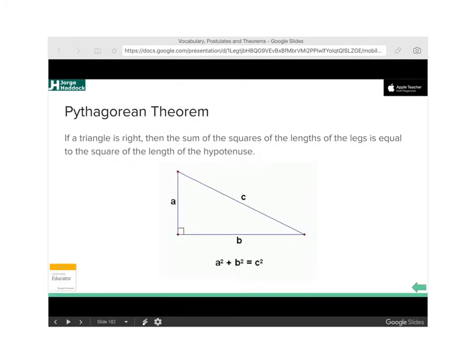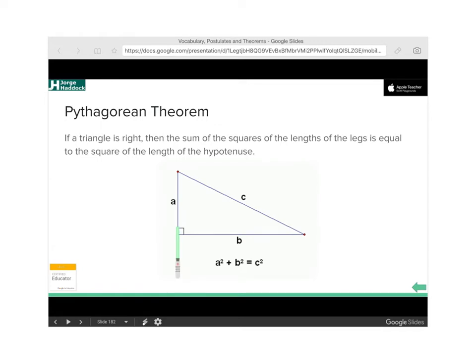So in this video, we're going to be working with one of the most known theorems, right? The Pythagorean theorem. It says that if a triangle is right, then the sum of the squares of the lengths of the legs is equal to the square of the length of the hypotenuse, right? So that means in an equation that a squared plus b squared equals c squared, right?